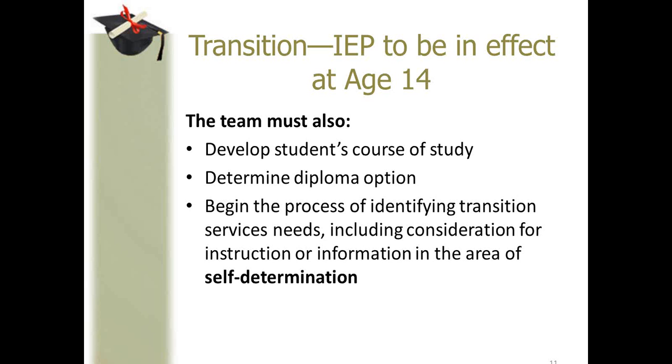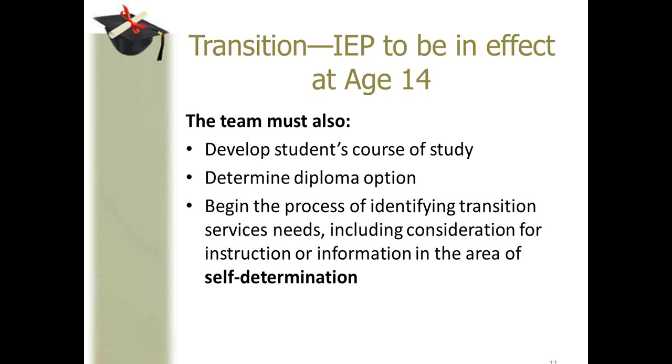Students and parents should receive a detailed explanation of all diploma options and associated outcomes to effectively participate in the determination. The decision must be addressed in the IEP developed during the student's 8th grade year or during the year of the student's 14th birthday, whichever comes first. Self-determination instruction or information helps the students participate in their own IEP meetings and self-advocate so that needed post-secondary goals may be identified and in place by age 14.